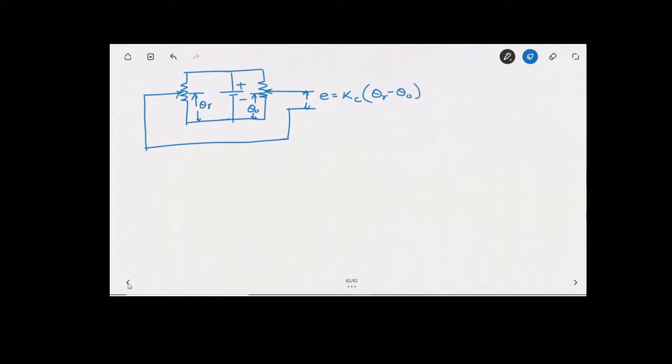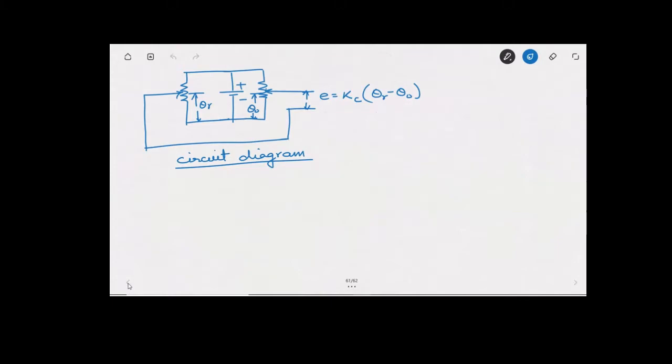So this is the circuit diagram of the potentiometric error detector. The input shaft is coupled to the potentiometer marked A. This one is the input shaft and this one is the output shaft. Actually, this is the circuit diagram.